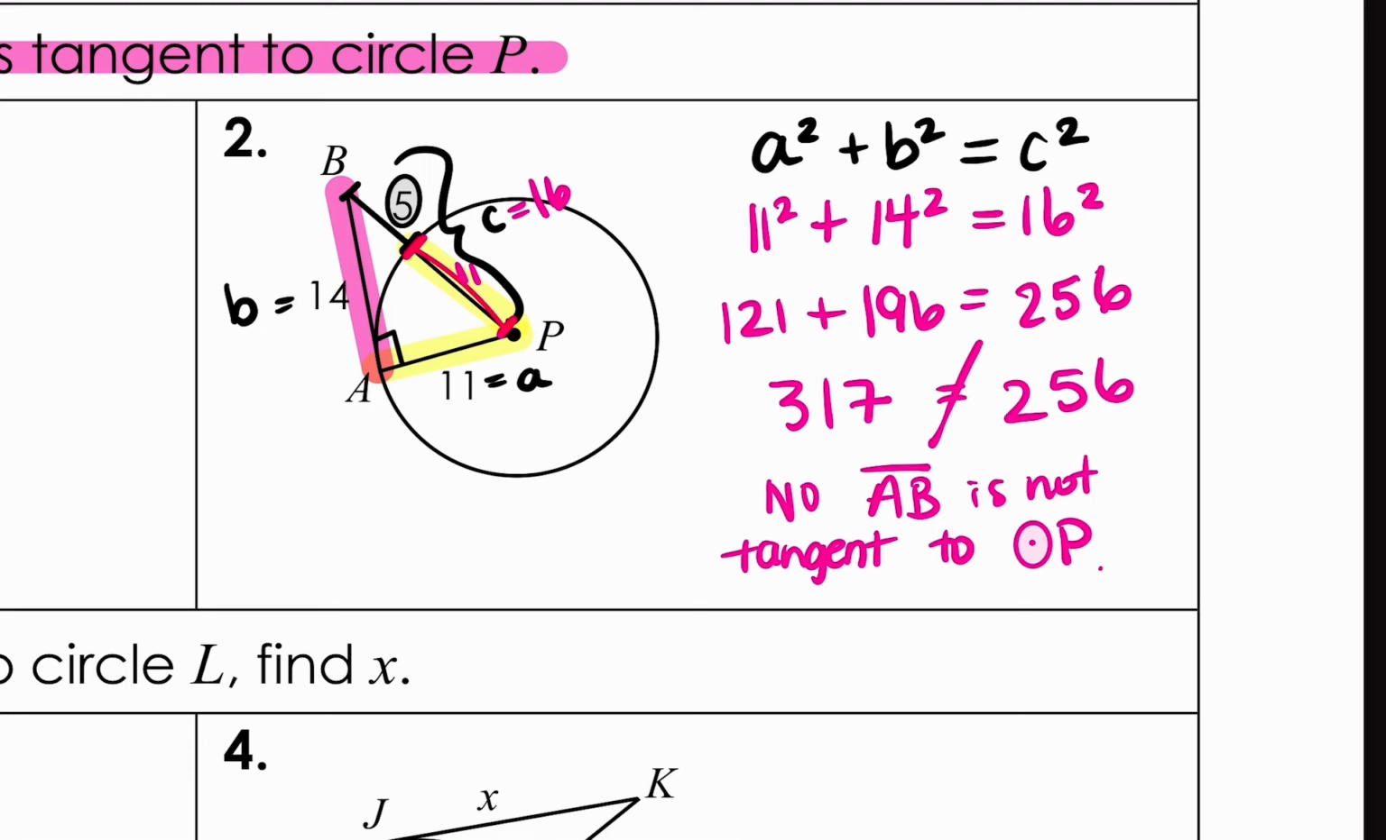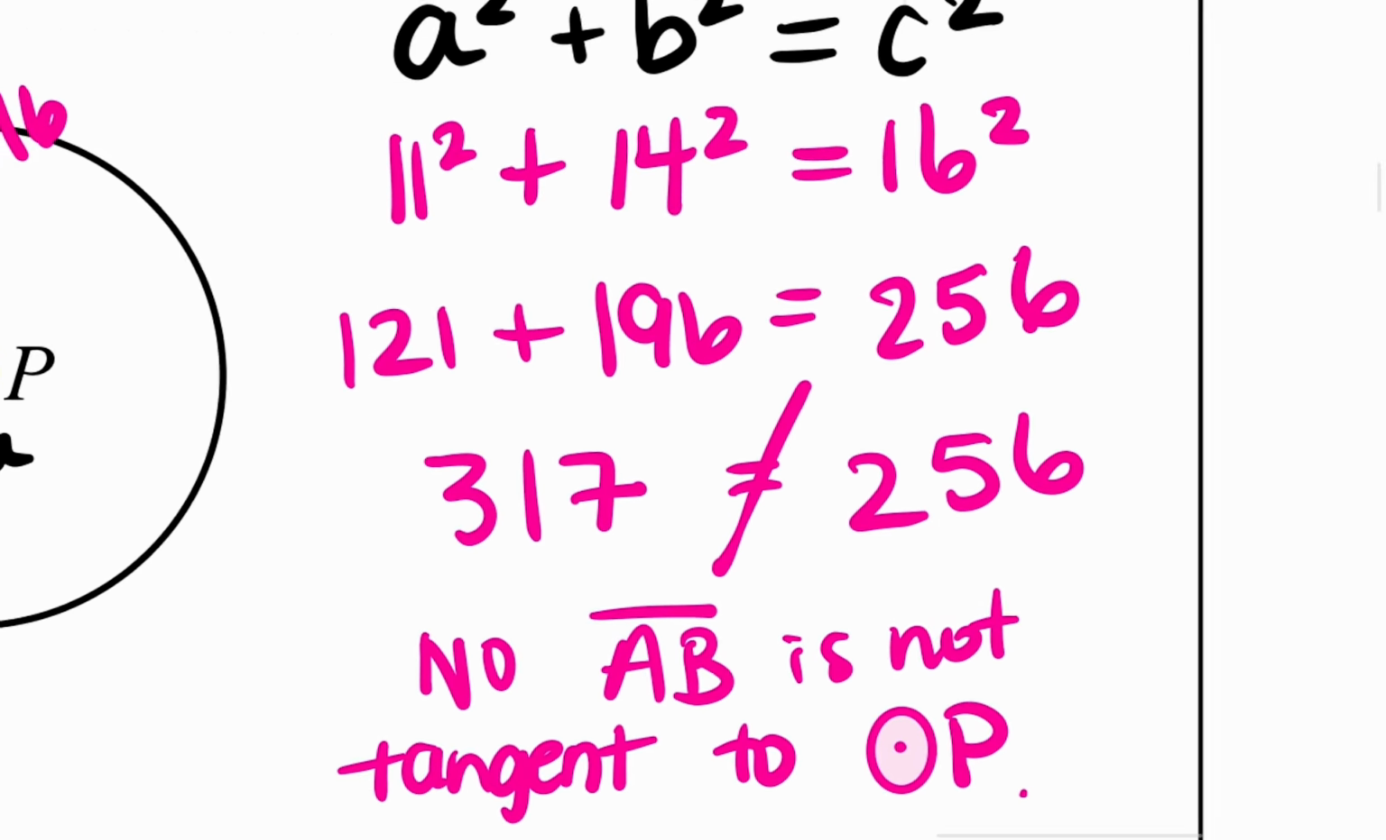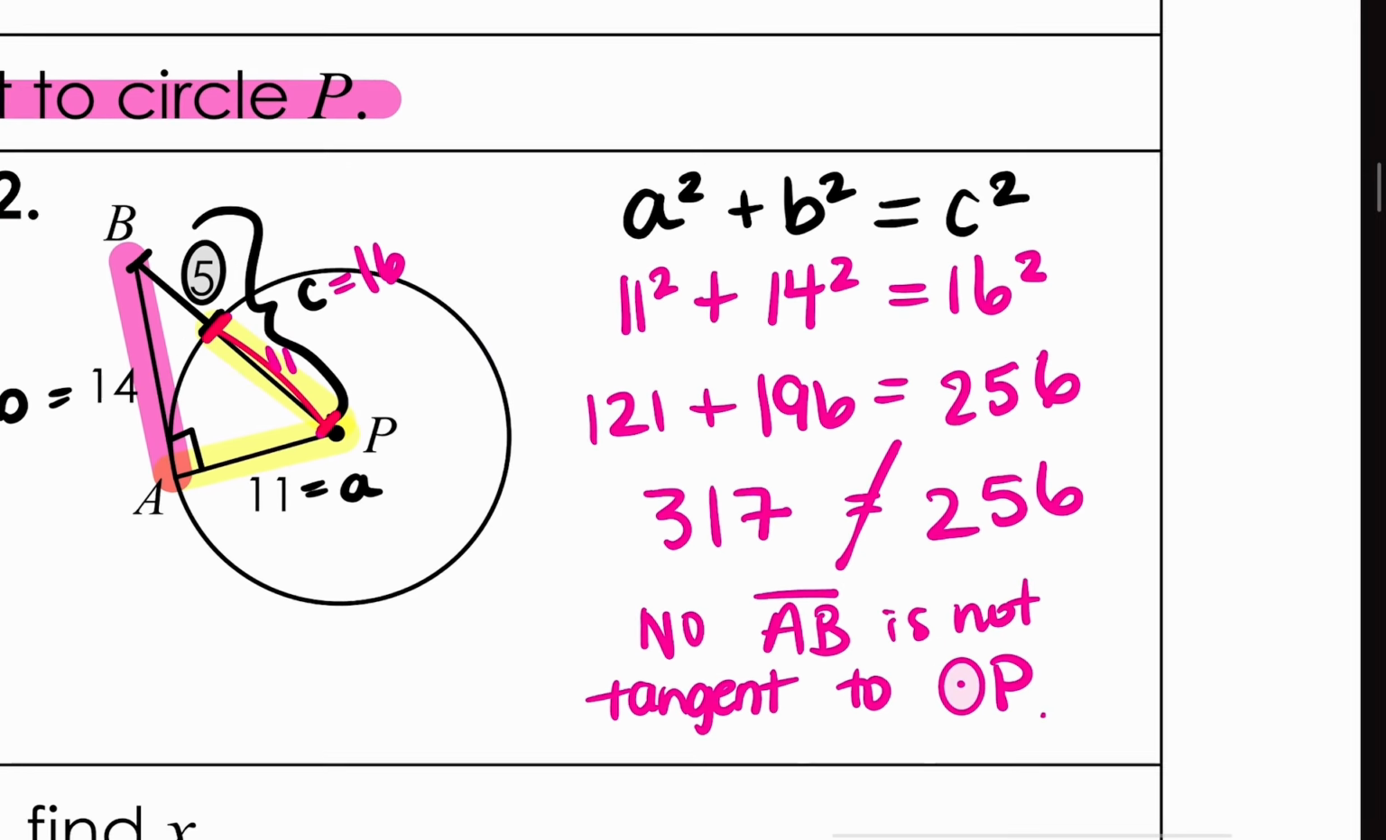Recall that we're saying no because the radius and the so-called tangent line would have to make a 90-degree angle in order for that line to be tangent to the circle. And we've just proved that that is not going to be a 90-degree angle, because if it was, then it would create a right triangle. And we are not making a right triangle with those numbers. That is, we're not getting that a squared plus b squared equals c squared.